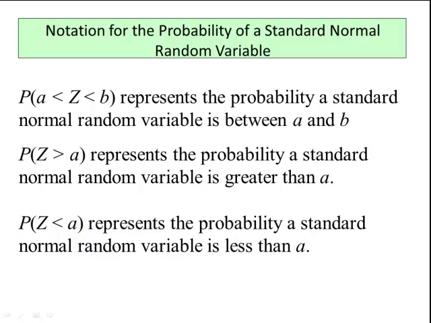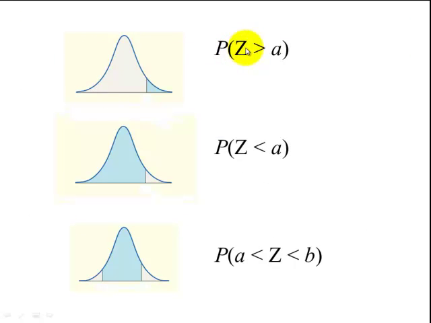Let's look at these with the picture. Probability z is greater than A, here's A. We would shade in this region. That's greater than A. The probability of z is less than A, here's A. We're looking at the area to the left of A. And the probability of being in between A and B, here's A, there's B.